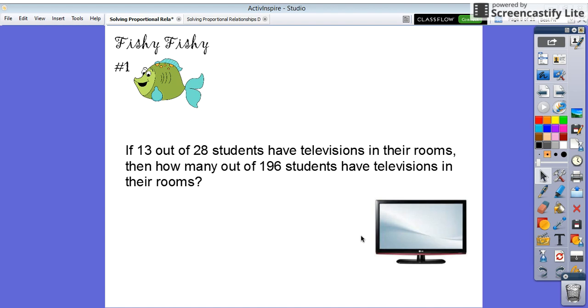Alright guys, we're going to continue talking about ratios and proportions. I just want you to make sure you have your notebook out, clean sheet of paper, your pencil, and work these alongside me. If you need to, you can pause the video at any time so that you can keep up.